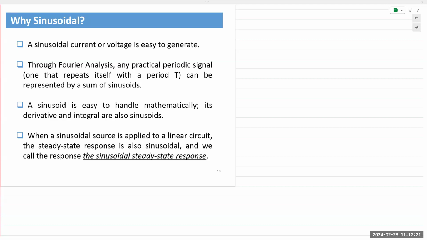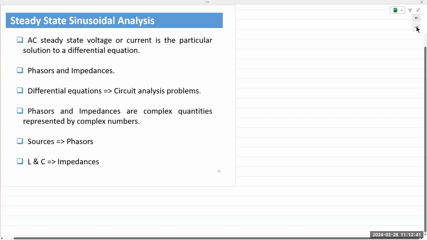And then, of course, again, mathematically speaking, any other waveform, whether it's rectangular, square, triangular, can be represented mathematically as a sinusoidal function through Fourier analysis. So again, sinusoidal is used because it's very easy to generate and easier to handle mathematically.